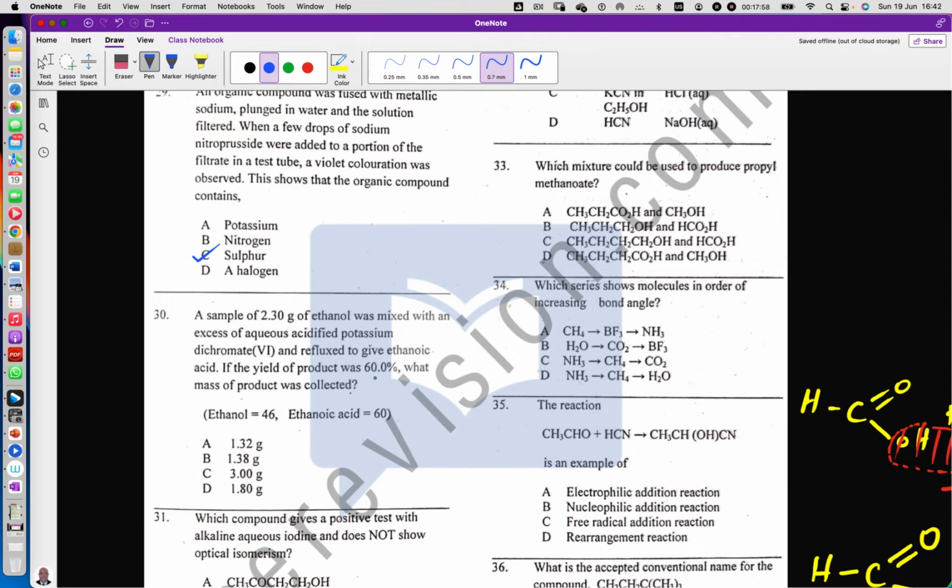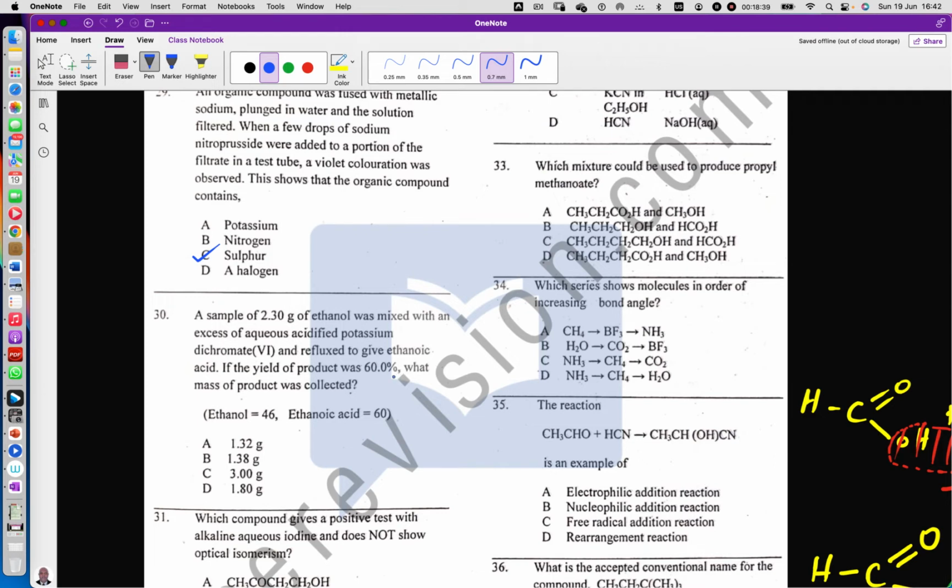But our major important thing here is the mass that was given. This is the theoretical mass, which is 2.3. And our actual mass, or what we call actual yield, or experimental yield, is 60%. So what mass of the product was collected? They have already given us the percentage. It's just to convert it into mass.